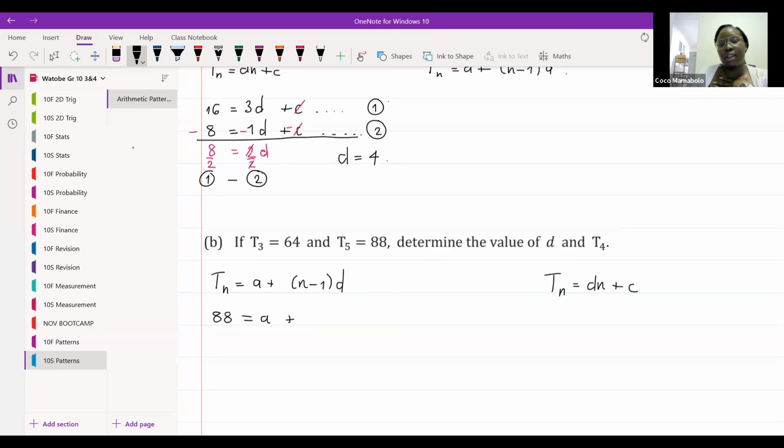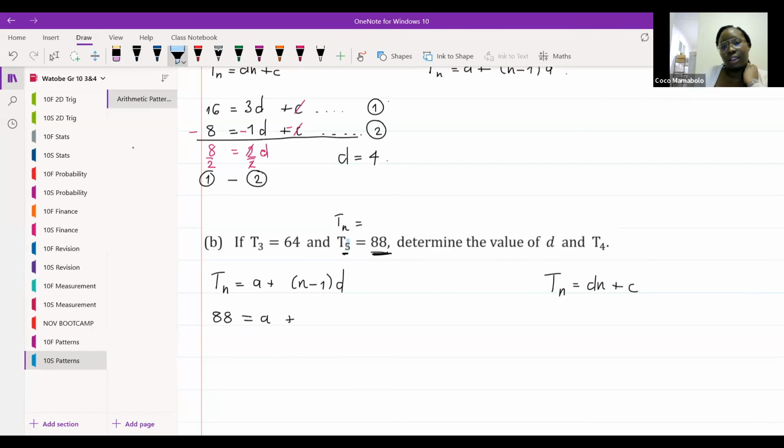Okay, remember Tn is the same as T5. So the whole of Tn needs to be replaced with how much? 88. Correct. So that's why ma'am has written 88 is equal to A plus. What is our n value? What is n?